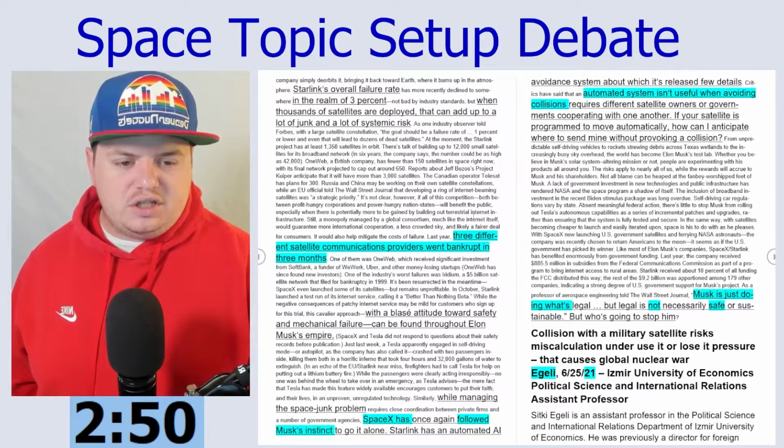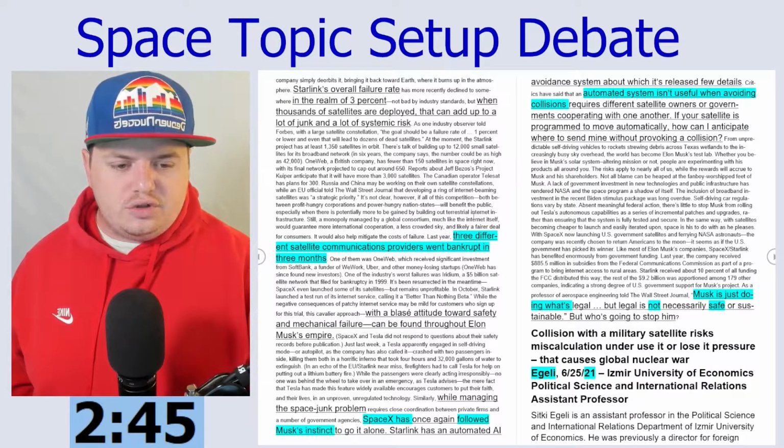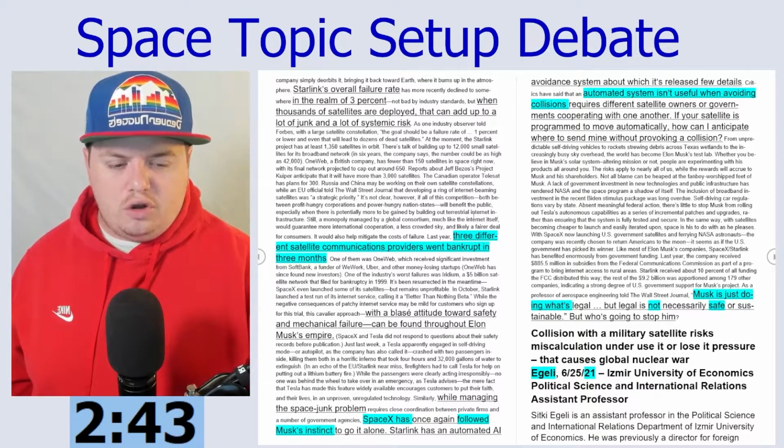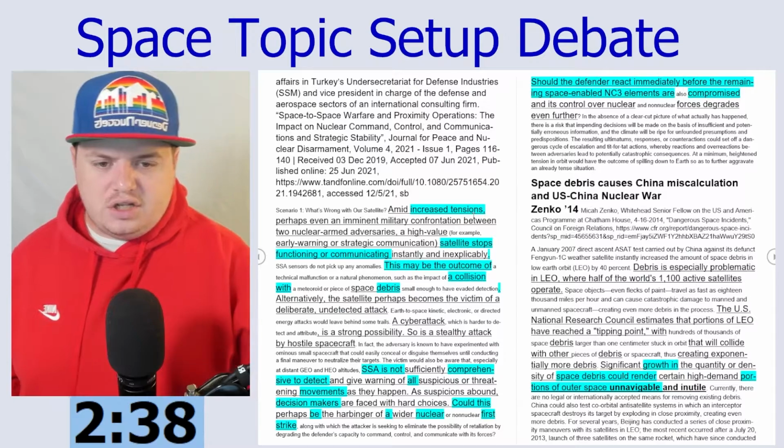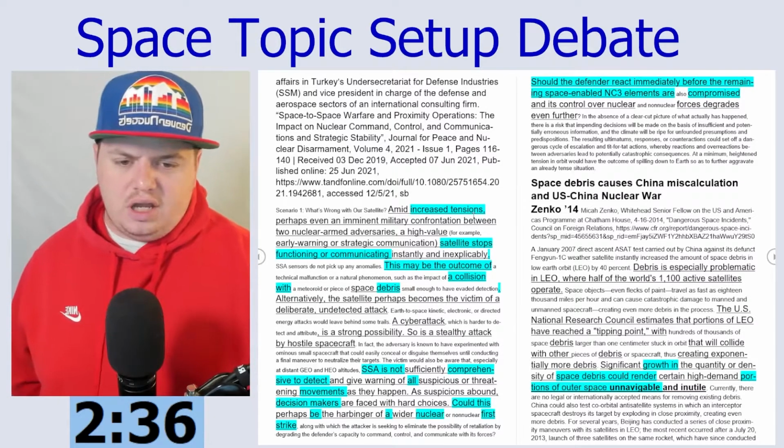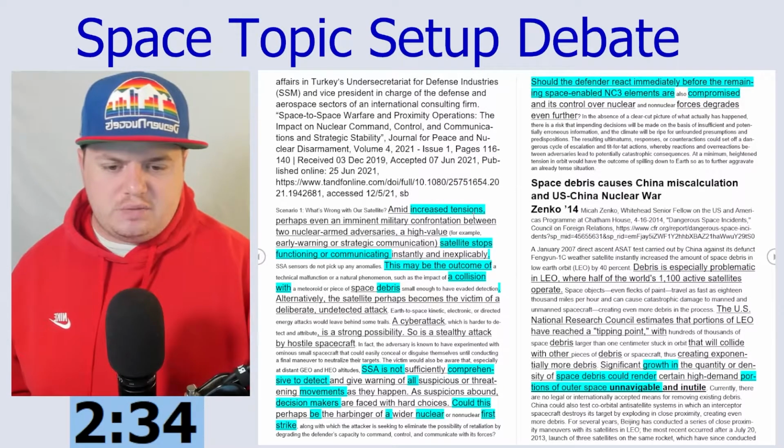And these collisions with military satellites would risk miscalculation under use-it-or-lose-it pressure, which would cause global nuclear war. Ageli, '21: Increased tension, a satellite stops functioning or communicating. This may be the outcome of a collision with space debris.